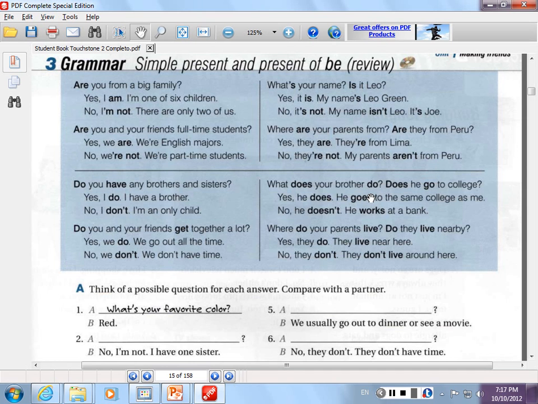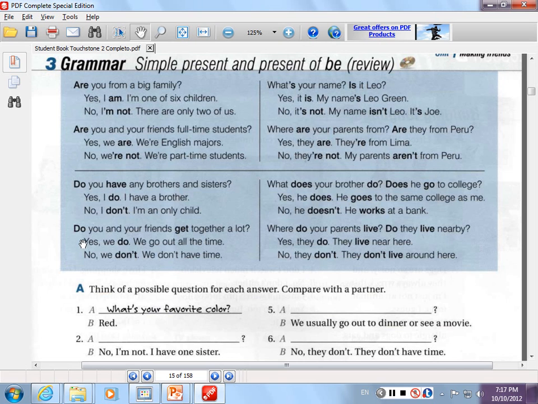طالب بدوام كامل and طالب بدوام جزئي. The next part using do you have any brothers or sisters? Yes, I do. I have a brother. No, I don't. I am an only child. طفل وحيد. I'm an only child. I don't have any brother. I don't have any sister.